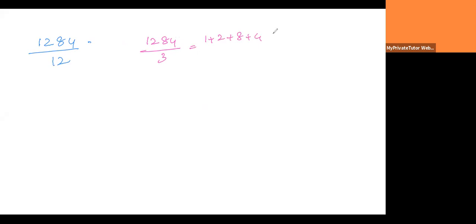So we have 10, 15. So 15 is divisible by 3. And we need to check whether this is divisible by 4 or not. So what is the rule for 4? Hope you recall it. We just need to take the last two digits, which is 84. 84 is divisible by 4, isn't it? So the given number is divisible by 12.